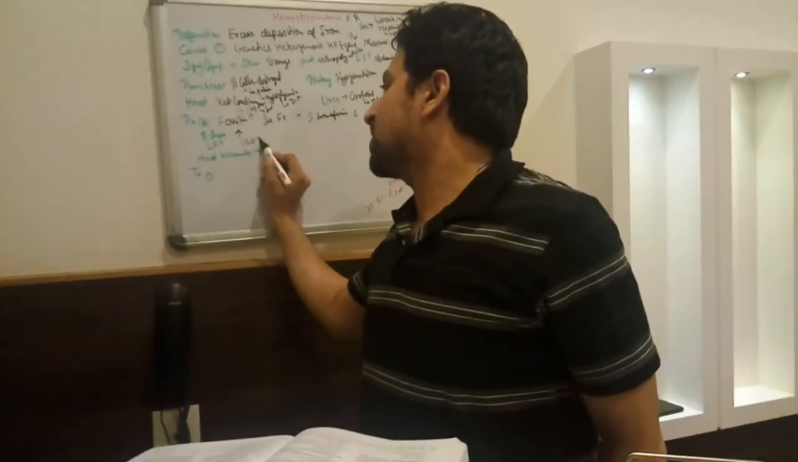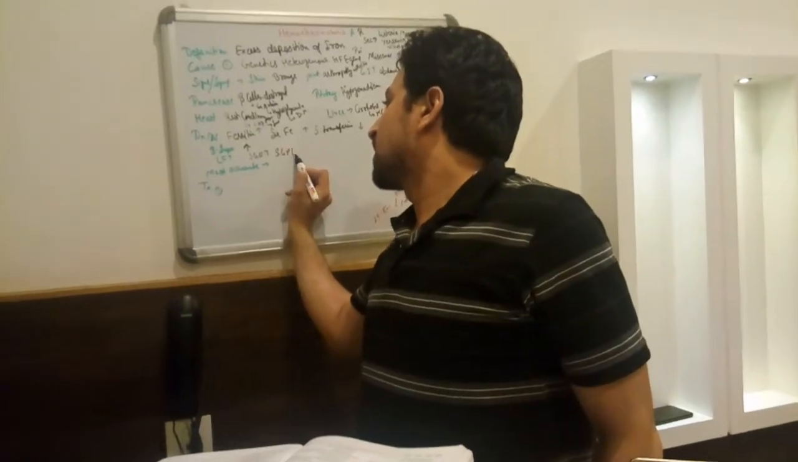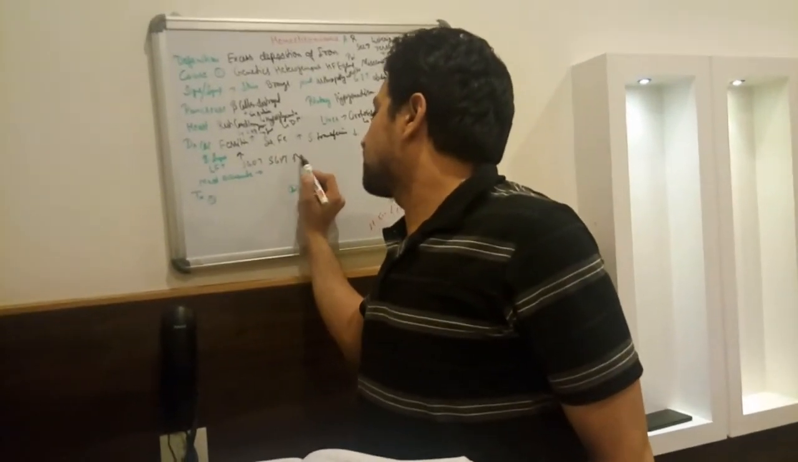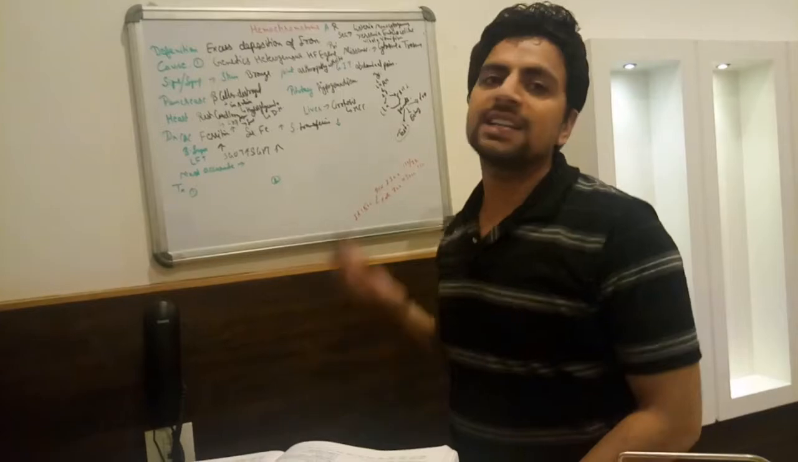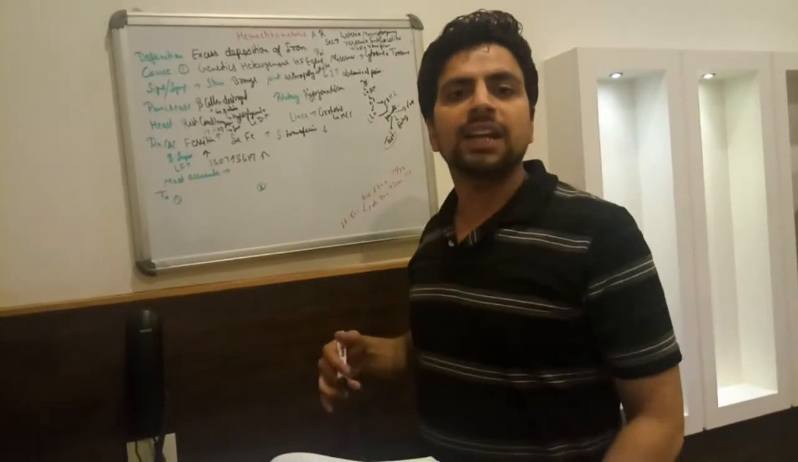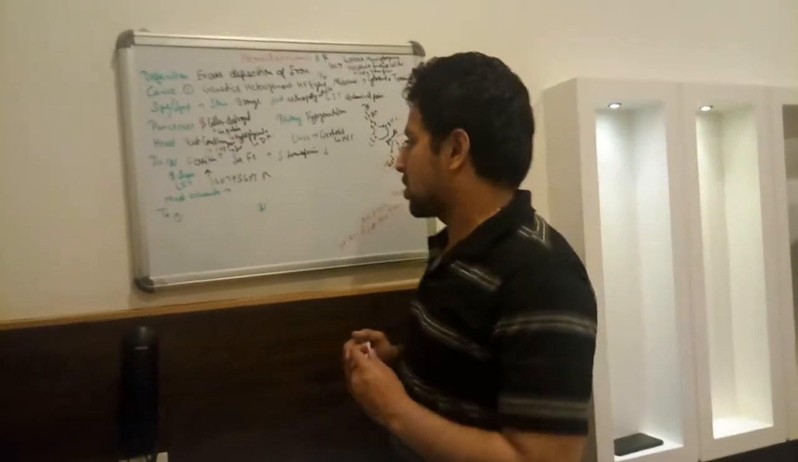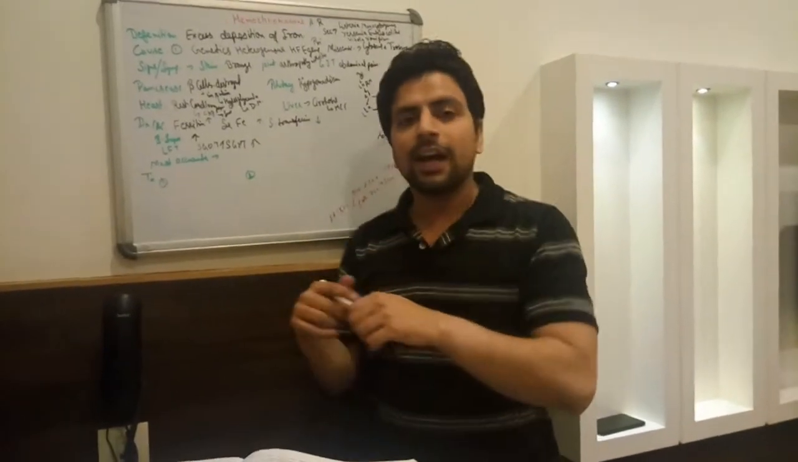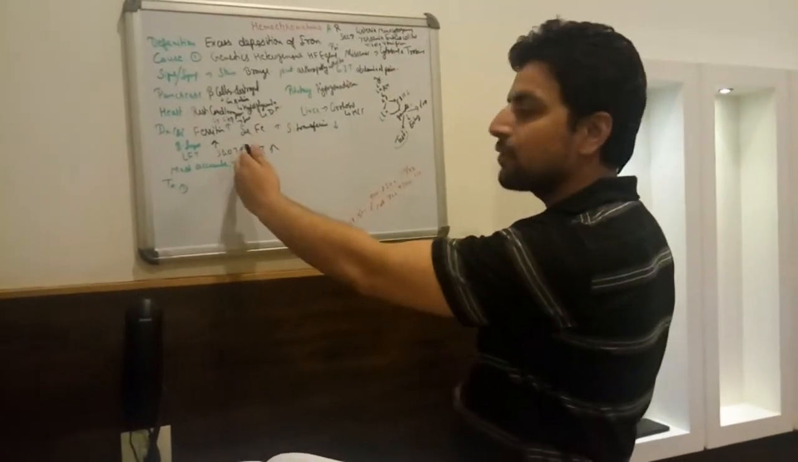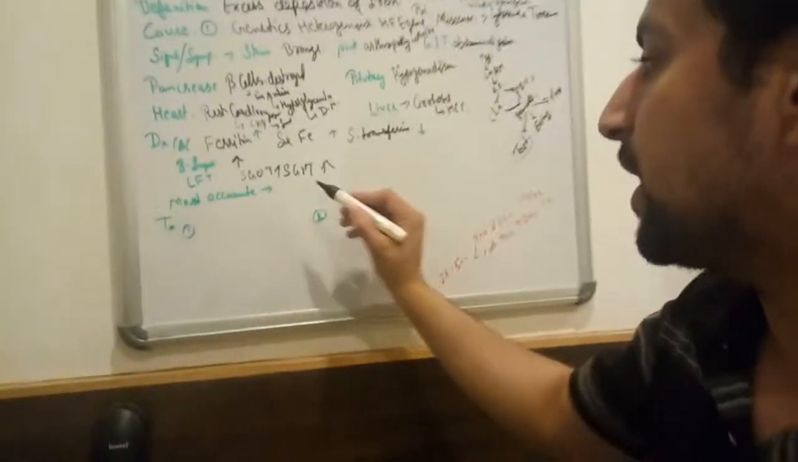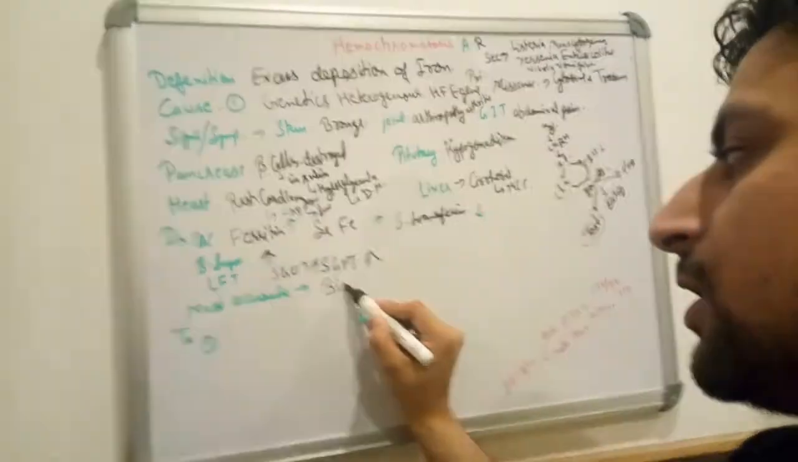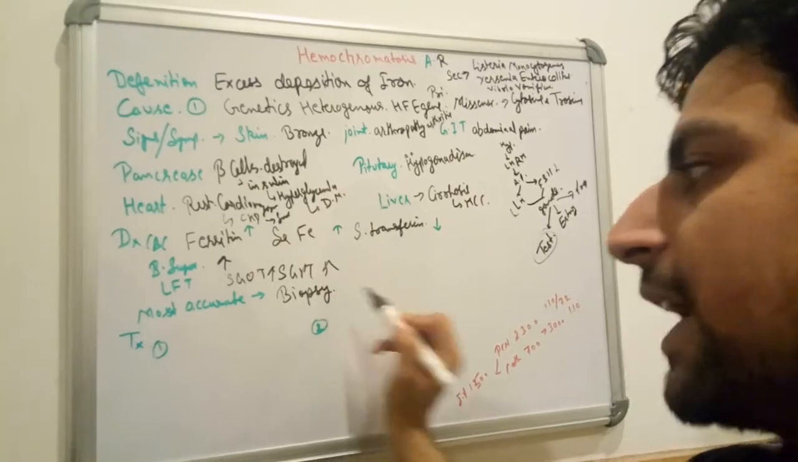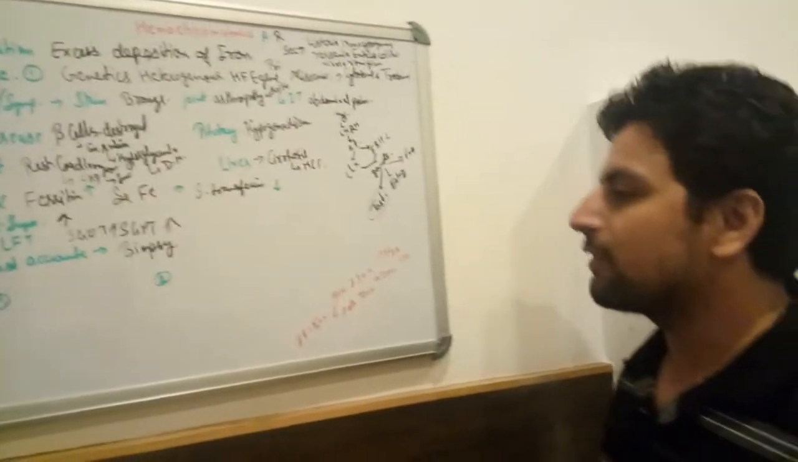LFT, if there is cirrhosis due to accumulation of iron, what happens? SGOT, SGPT increase, all liver enzymes are elevated, bilirubin, direct and indirect bilirubin increases. Okay, what is the most accurate? Please focus here. Most accurate diagnosis is biopsy. We are going to confirm diagnosis with the help of biopsy.